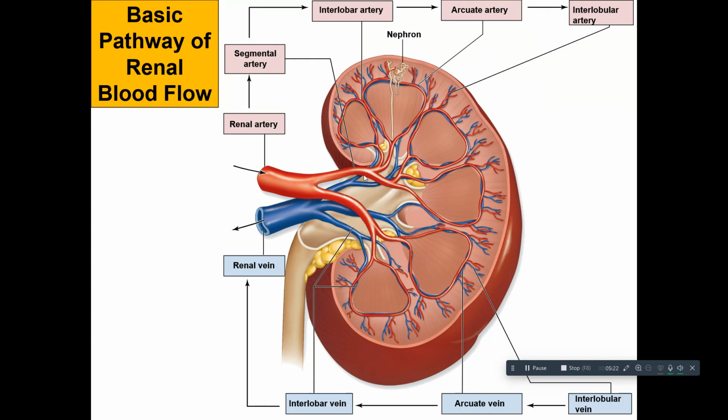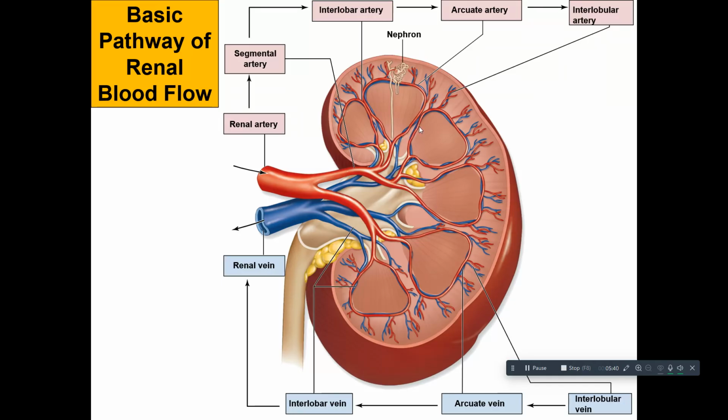Segmental arteries then branch to give us interlobar arteries. Notice our interlobar arteries are coming up between the pyramids. And remember, the pyramid and surrounding cortical tissue was called a lobe. So that's why these guys here are interlobar.